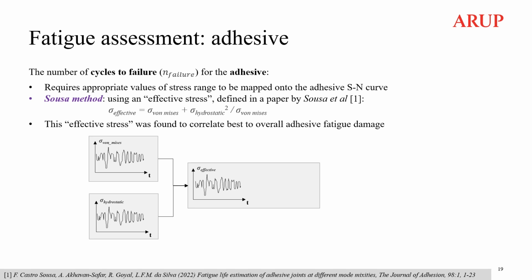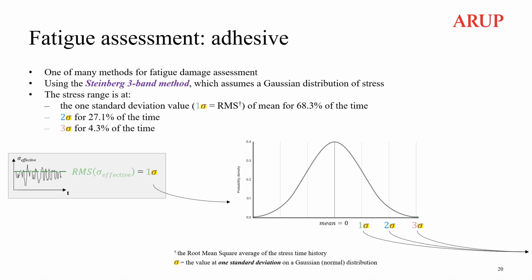With this newly calculated effective stress time history, we can either do rainflow cycle counting or, in this case, approximate by using the RMS value of effective stress. With this RMS value, we map it onto a Gaussian distribution by saying that it represents the one standard deviation value of stress. Using the Steinberg three-band method, we use the 1, 2, and 3 standard deviation values of stress, which occur 68.3%, 27.1%, and 4.3% of the time respectively in that particular element.